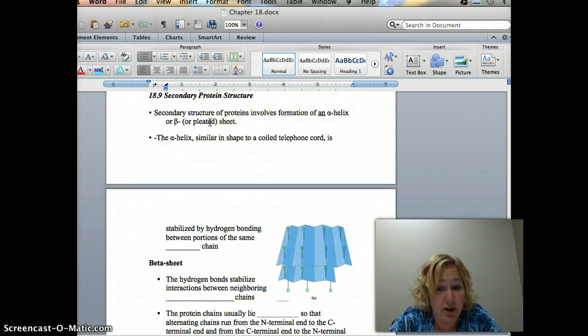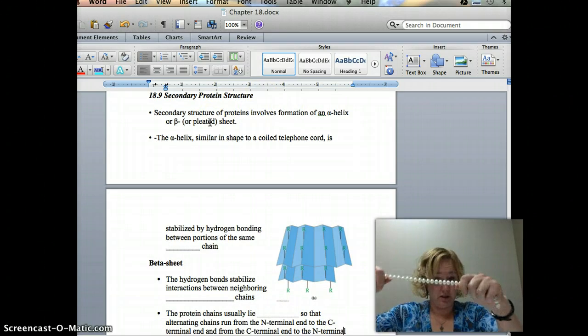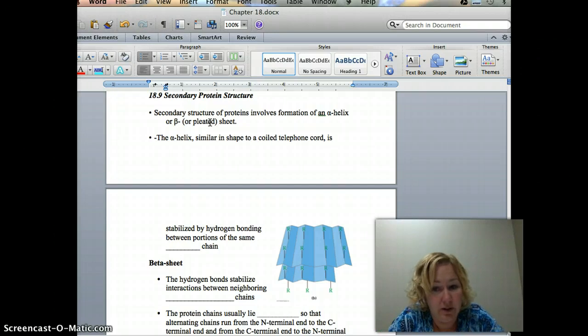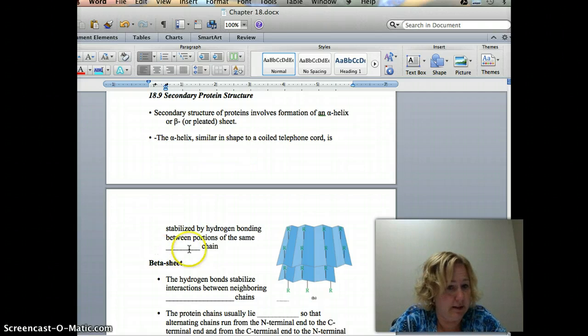Okay, so secondary protein. We're done with the beads on a string business. Now we're going to talk about how this thing is going to coil around and do some other stuff. So the alpha helix, it's going to look kind of like a DNA helix molecule, like a telephone cord, like a slinky. Pick something that's like that.